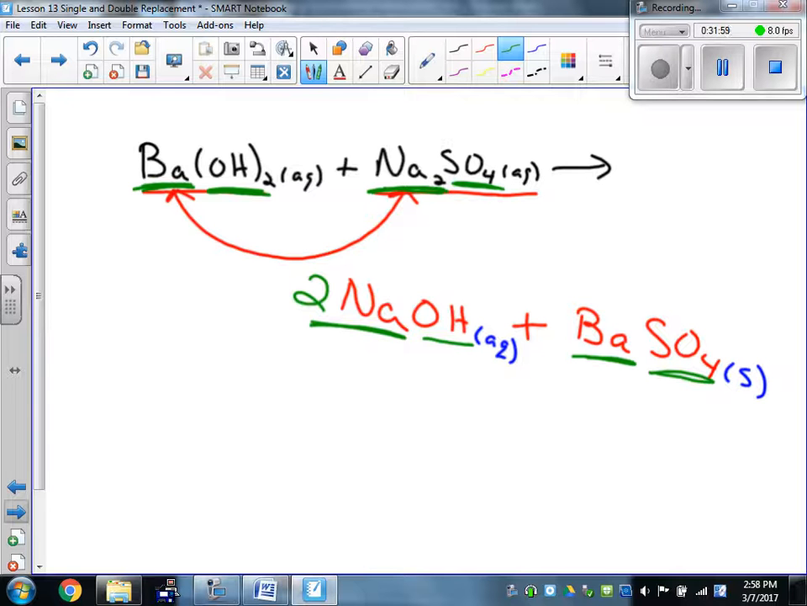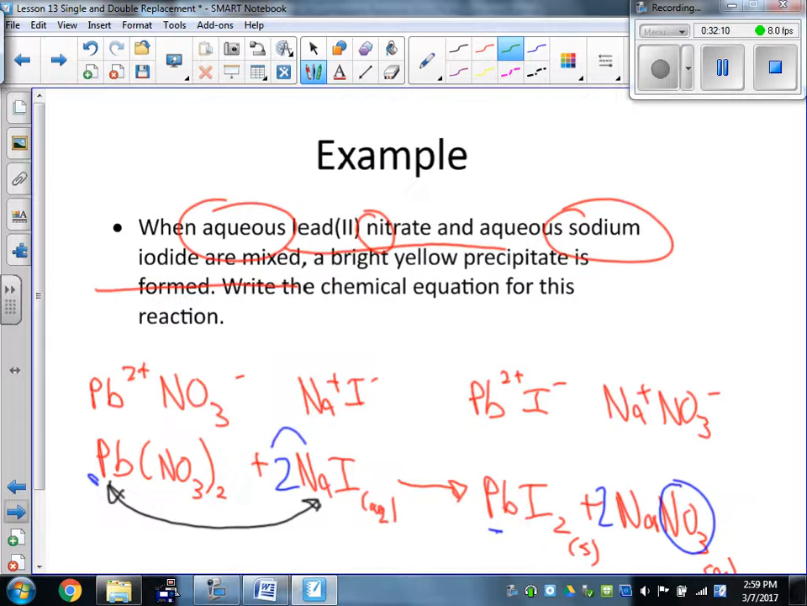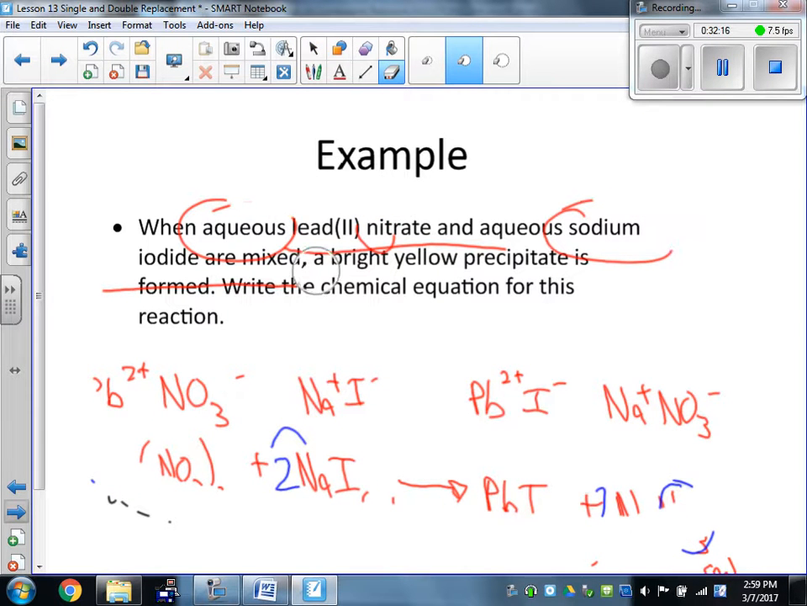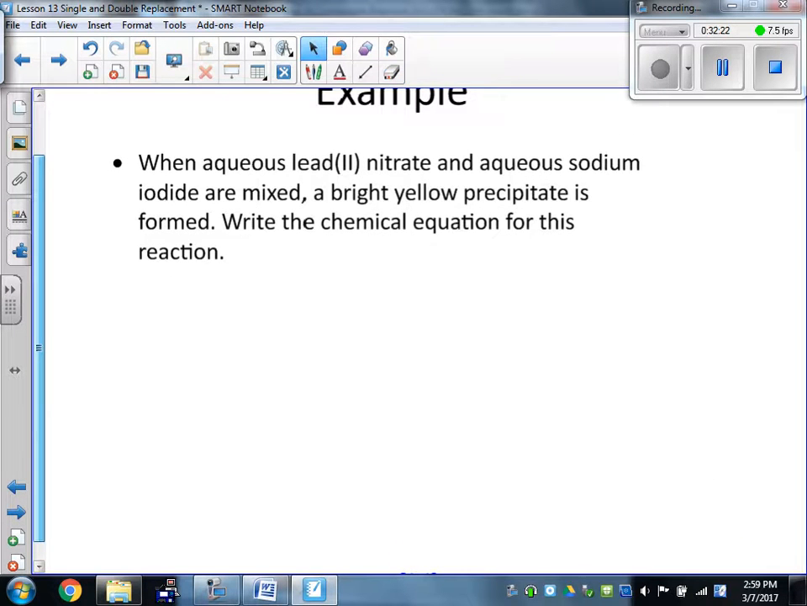Let's look at another one. Once again, we talked about the solubility table. You're going to have to use that. And here we go. Let's take a look at this. All right, there we go. Now, once again, take a look at this example here. You will have to write this down. So when aqueous lead 2 nitrate and sodium iodide are mixed, you get a bright yellow precipitate formed. Write the chemical equation for this. So go ahead and write that example down, guys.